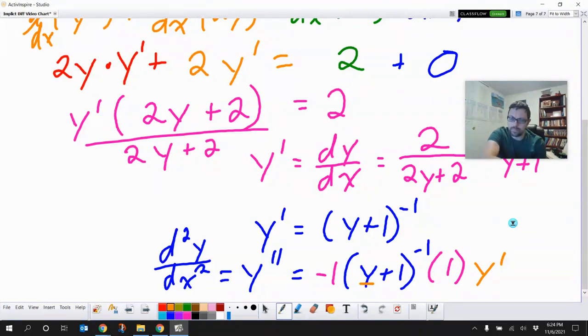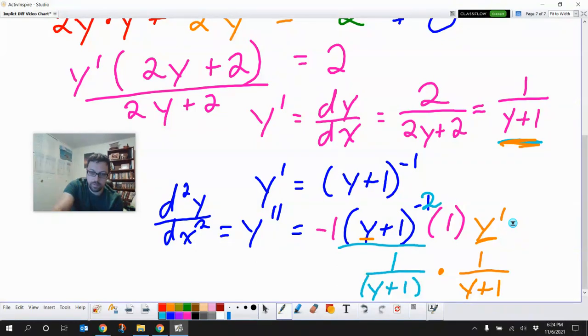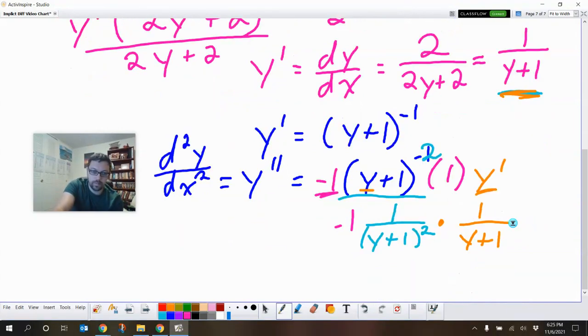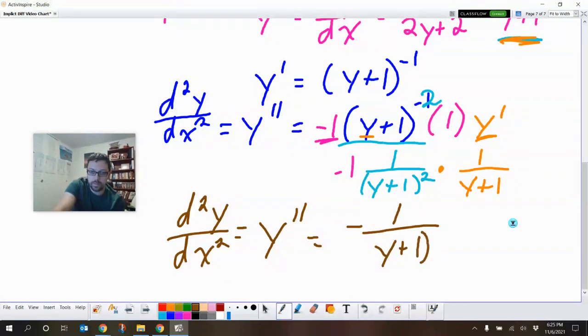But I don't really like that as a y prime. So I'm going to use the y prime I got already. I'm going to move over here, this one. So we'll put this right here. So this is 1 over y plus 1, multiplied by this piece, which is 1 over y plus 1 squared, multiplied by this thing, which is negative 1. So y double prime, or d squared y over dx squared, equals negative 1 over y plus 1 to the third. And that's done.